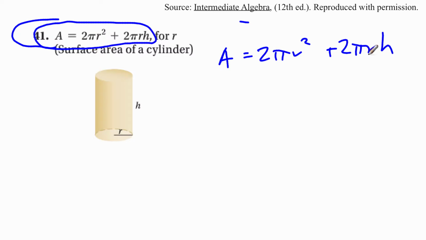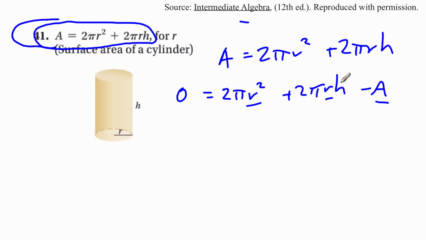Unfortunately, I've got an r squared and an r. So the only way I can do that is make things equal to 0 and then factor. So I'm going to put 0 equals 2 pi r squared plus 2 pi r h minus a. So now I've got this in an r squared, r, nothing format. The stuff in front is bothering me a whole lot, but we'll see what happens. I'm just going to rewrite this again, so it's 2 pi r squared plus 2 pi h r, minus a. So there's my r squared, there's my r.